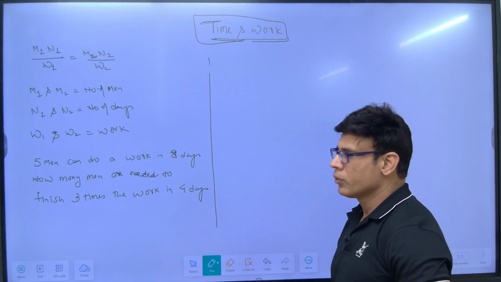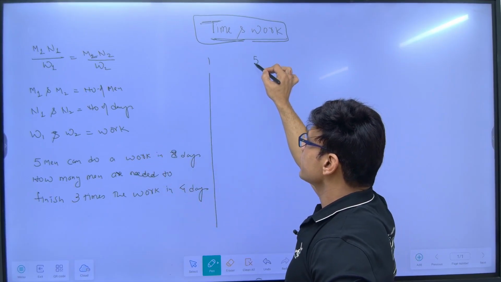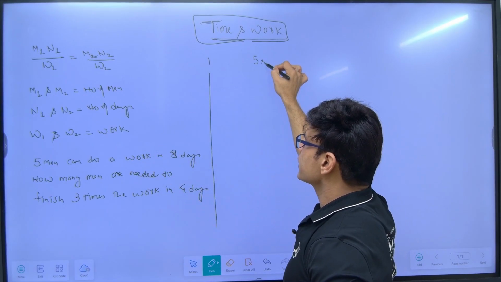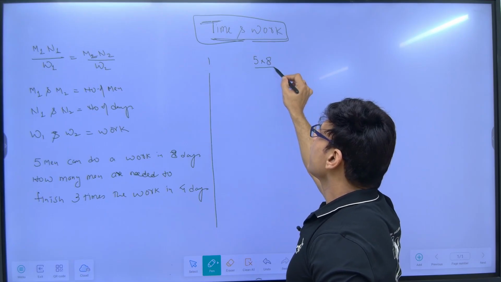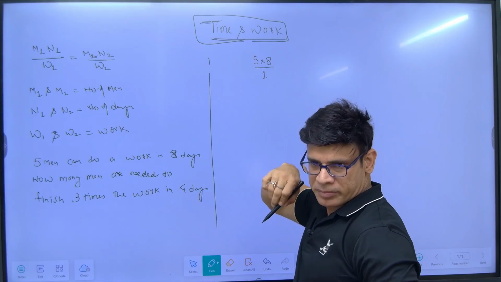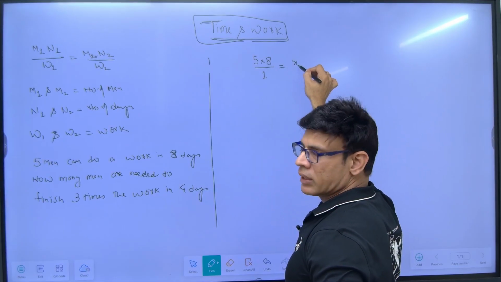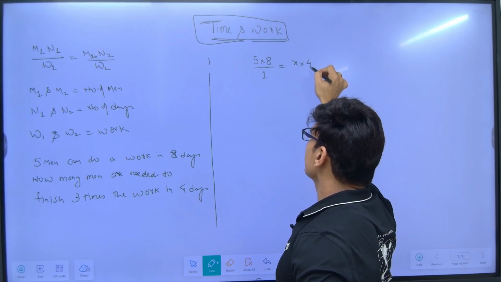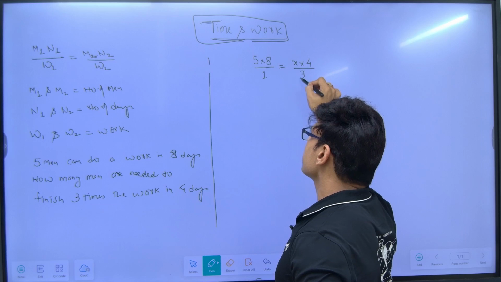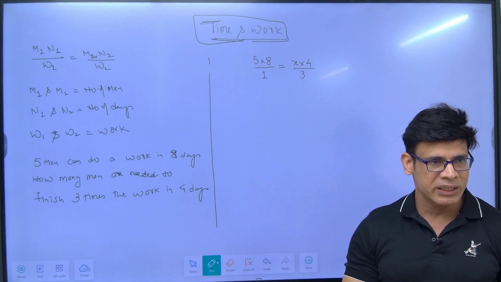Over there, in the first case, how many men are there? 5. And how many days are there in the first case? 8 days, right? 8 days. And work is, let's say, 1. Then in the second case, how many men, let's say X men, are needed to finish this work in 4 days? Which work? 3 times of this work. So if your work is 1 in the first case, it will become 3 in the second case.